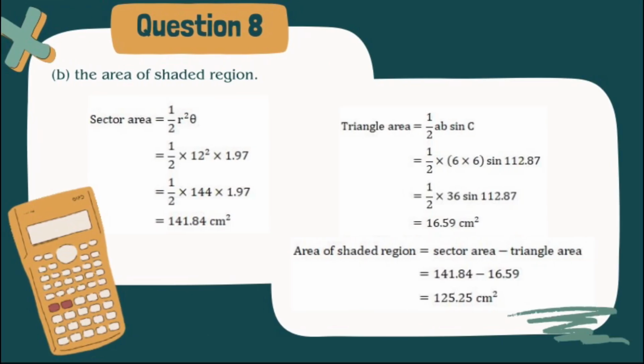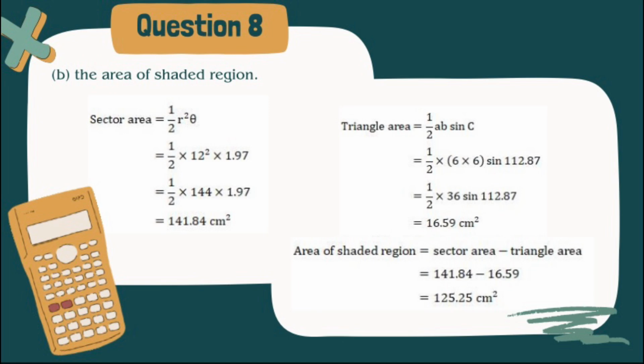To find the area of shaded region, we need to use the sector area formula. So we need to substitute the information into the equation. So that means 1 divided by 2 times 12 to the power of 2 times 1.97 is equal to 141.84. We then find the triangle area. To find the triangle area is 1 divided by 2 times 6 times 6 sin 112.87.